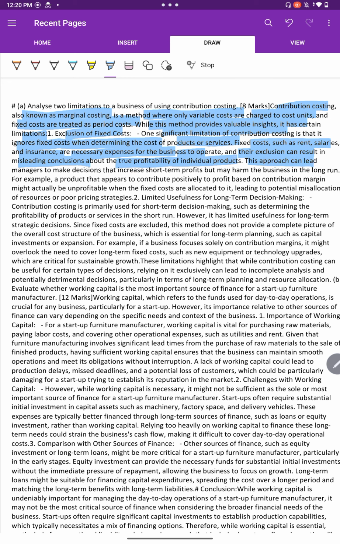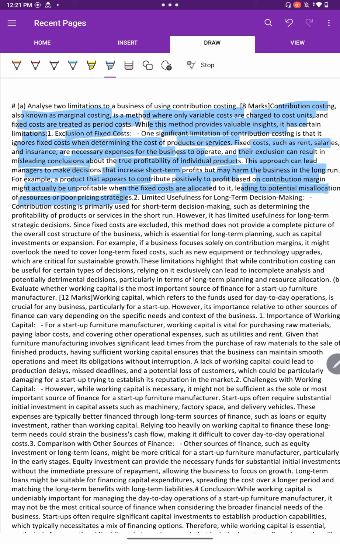This approach can lead managers to make decisions that increase short-term profits but may harm the business in the long run. For example, a product that appears to contribute positively to profit based on contribution margin might actually be unprofitable when the fixed costs are allocated to it, leading to potential misallocation of resources or poor pricing strategy.